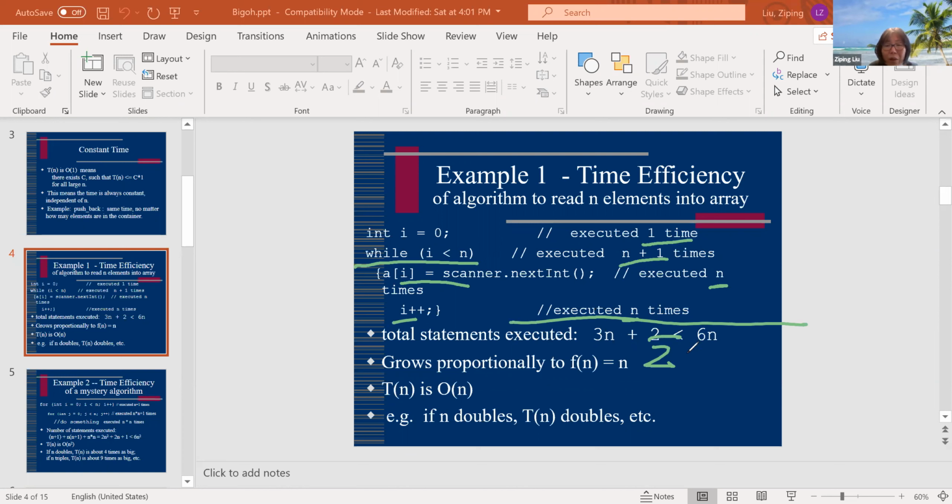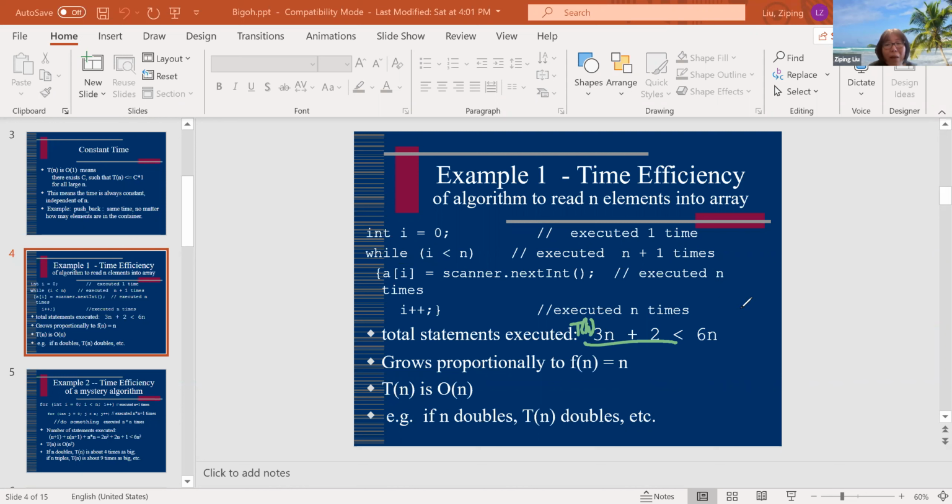So the sum is what? 1 plus n plus 1 plus n plus n. It's a summation. So what is the value? It's going to be 3n plus 2. Okay, so this is our Tn. Tn is 3n plus 2.